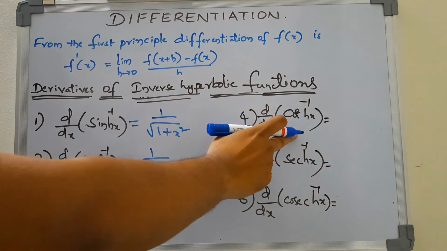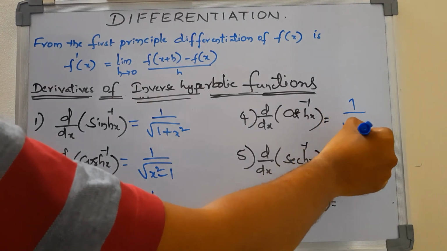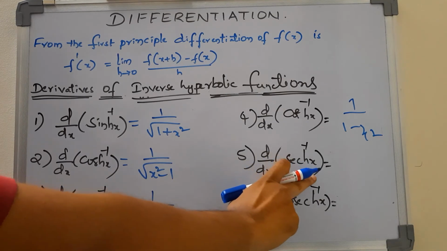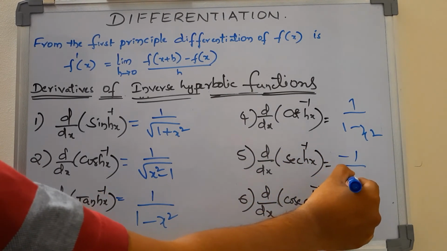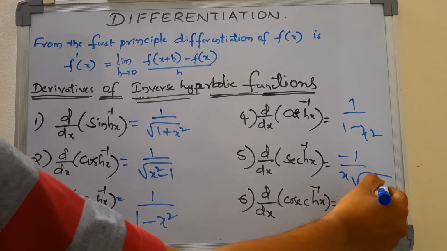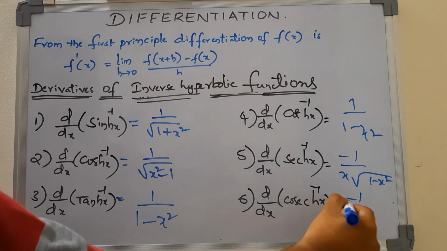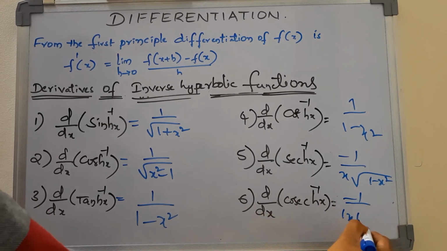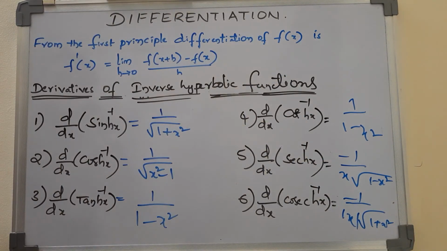Similarly, cot h inverse x is 1 by 1 minus x square. Secant h inverse x is minus 1 by x into square root of 1 minus x square. Cosecant h inverse x is minus 1 by mod x into square root of 1 plus x square. Okay, these are the derivatives of the inverse hyperbolic functions.